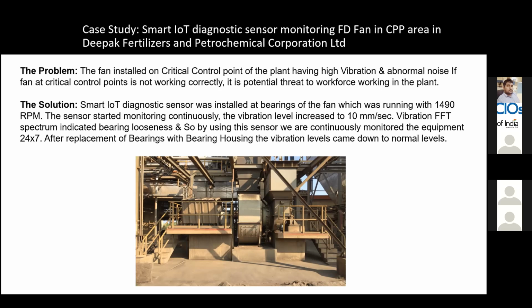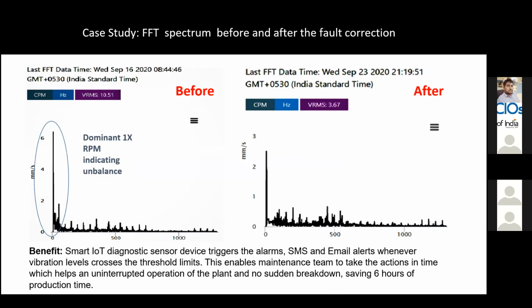So this was fabulous. We got a sensor, and through it we monitor the equipment 24/7. After the shutdown we replaced the bearing with housing, and now the equipment was running smooth. Almost 20 equipments in our plant have sensors installed, and now it is easy to monitor even after going home.